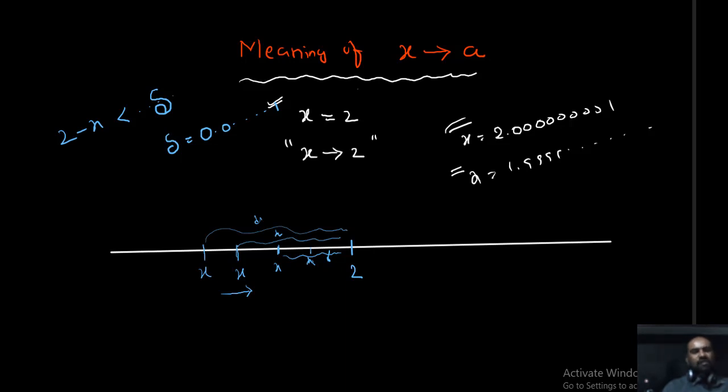So if you take delta as small as you like, then what happens? The distance between 2 and x becomes as small. In that case, I can say that x is nearer to 2 from the left-hand side of 2, or x is approaching 2 from lower values of 2. Okay. For example, x is here now.